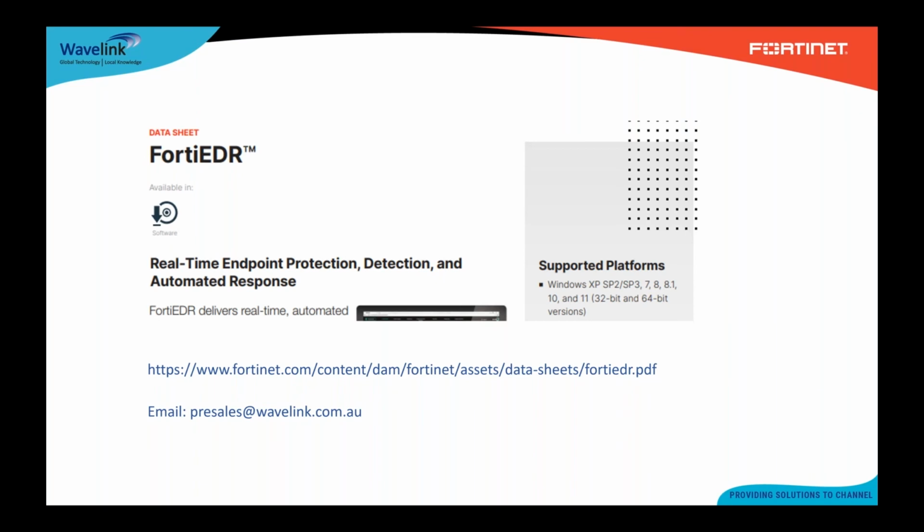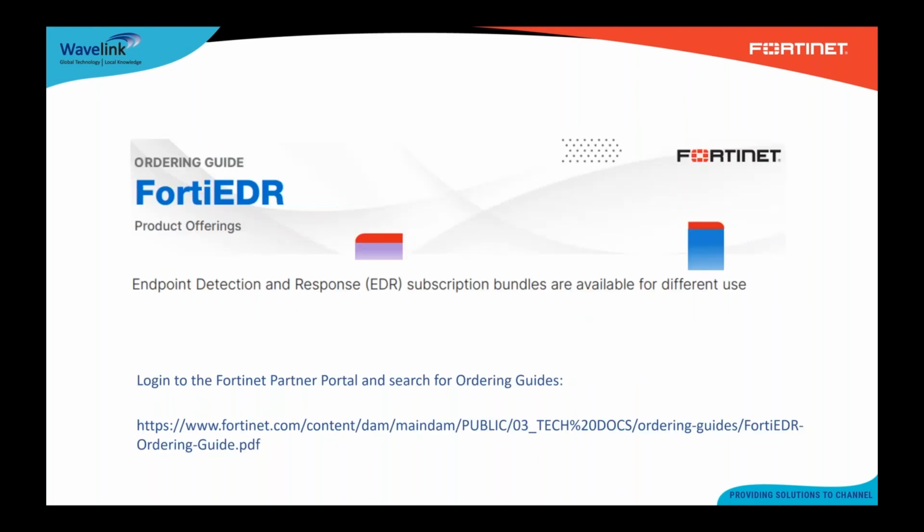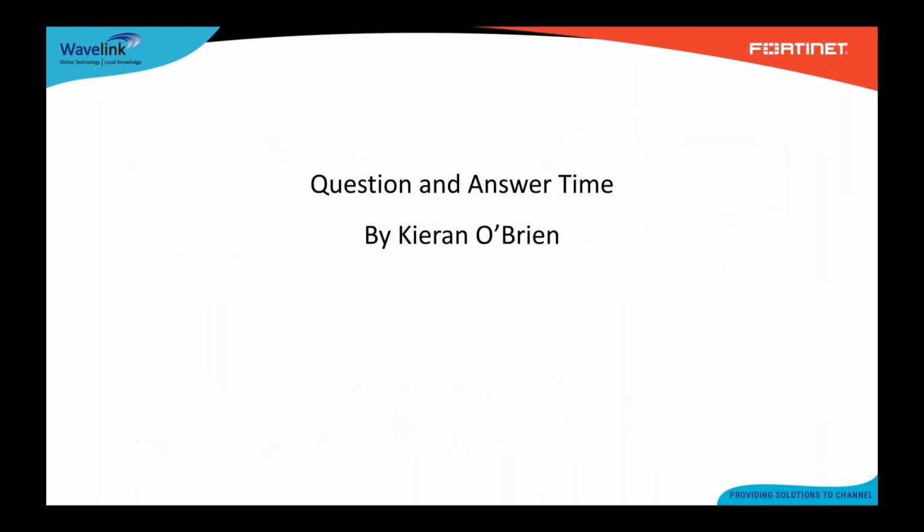The data sheet has a lot of information on there. You just need to Google FortiEDR data sheet to have a look through that. Next slide. And the ordering guide on the next one here. You need to log into the portal. Google searches don't find this as quickly. So once you're into the portal, just search for ordering guides and have a look at the EDR ordering guide. There's a lot of valuable information in some of the slides that you've just seen in that. Next slide. And we've just covered the questions.